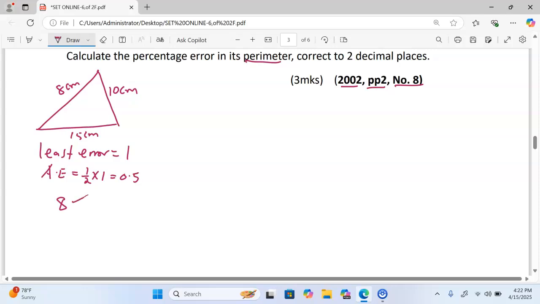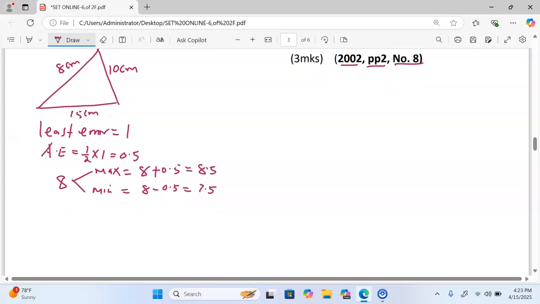We begin with 8. We need the maximum and the minimum. To get the maximum, you take 8 and add 0.5, which gives us 8.5. Then the minimum, you take 8 minus 0.5, and this gives us 7.5. We go to the other one, which is 10. We also need the maximum and the minimum. The maximum is 10 plus the error of 0.5, giving us 10.5. Then the minimum is 10 minus 0.5, giving us 9.5.